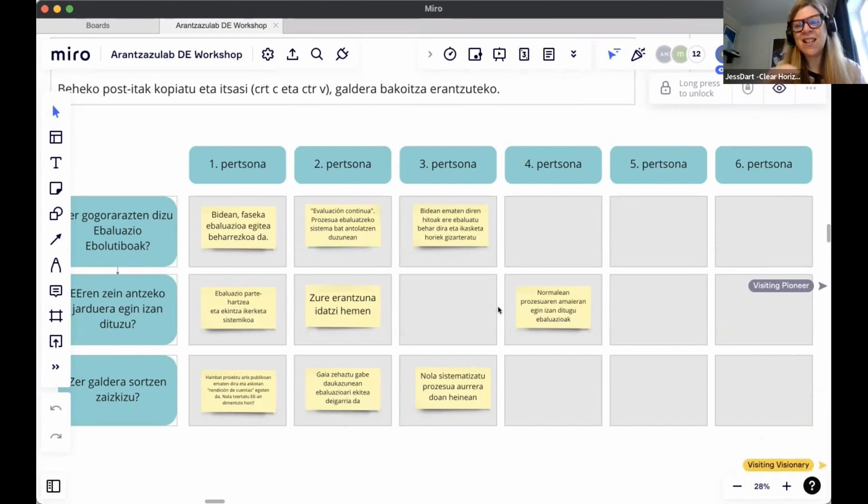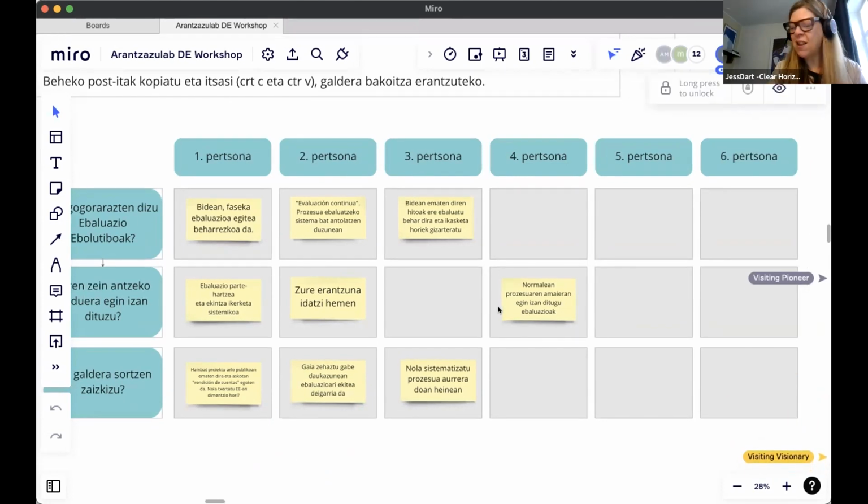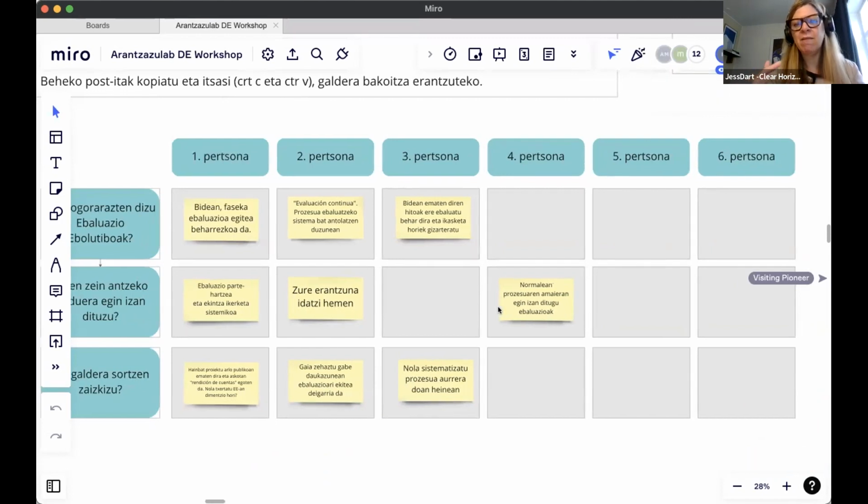Fantastic. Great to hear that you've used similar things, and participatory evaluation and action research, of course, are very connected to this approach.